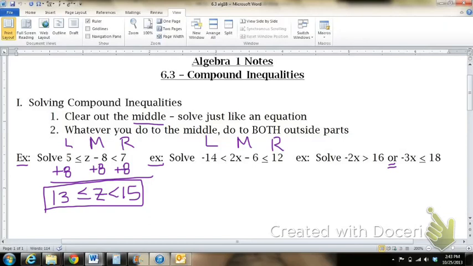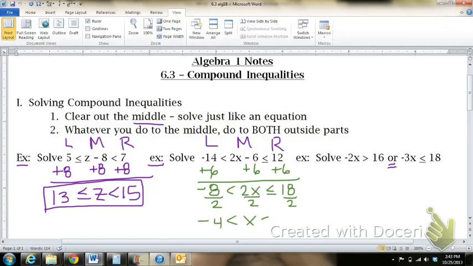let's try that color. I want to clear out the middle. So first I'm going to do my addition, so I'm going to add 6. I'm going to add it to all sides. So that gives me negative 8 less than, I'm left with 2x in the middle, which is less than or equal to 18. Now to get the variable by itself, I need to divide everybody by 2, and I get negative 4 is less than x, which is less than or equal to 9.